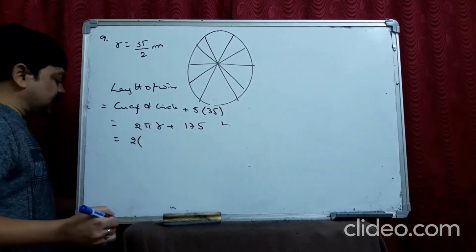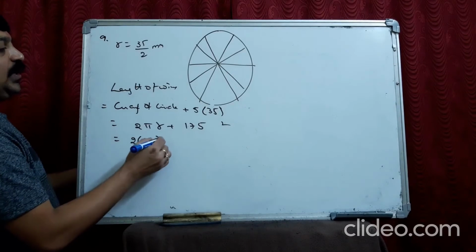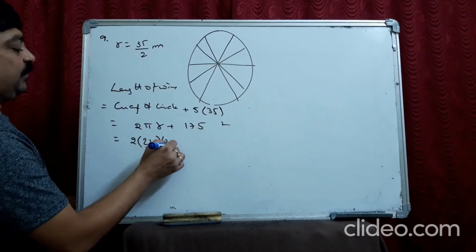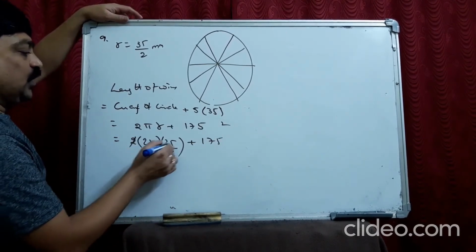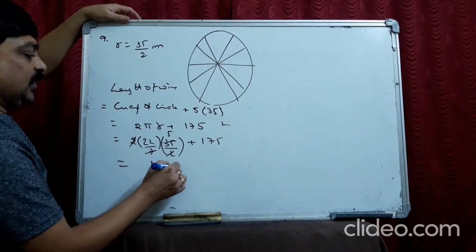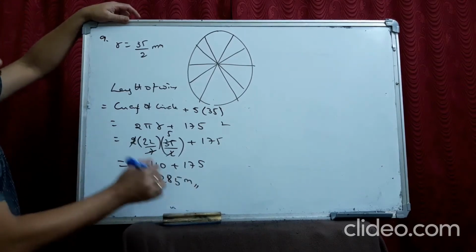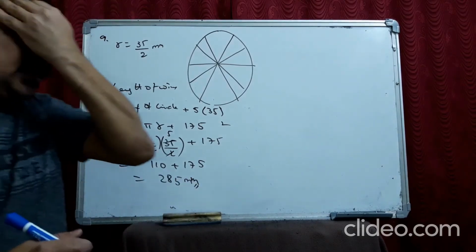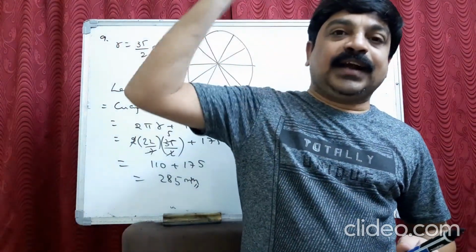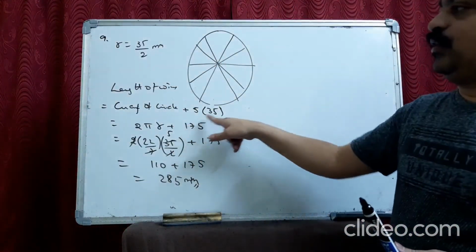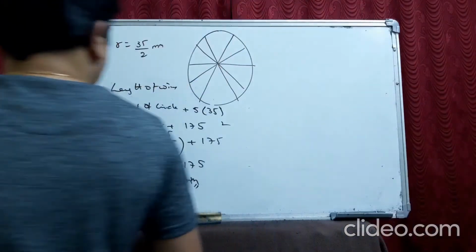What is pi? You are not asked to take a pi value, so you take 22 by 7 into radius. Radius is 35 by 2 plus 175. So you can cancel 2, you can cancel this 5. 110 plus 175. It becomes 285 mm of wire is required. See, I'll explain again. You have to make a circle, so circumference of a circle. Again, you have to make 5 diameters, so 5 diameters means 5 into 35 mm, plus the circumference of a circle. So he needs 285 mm of length.